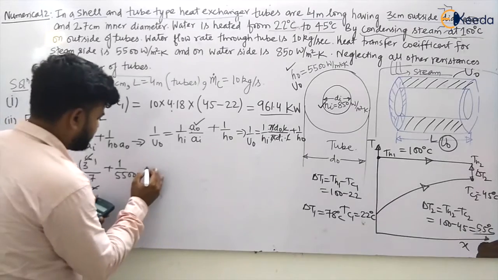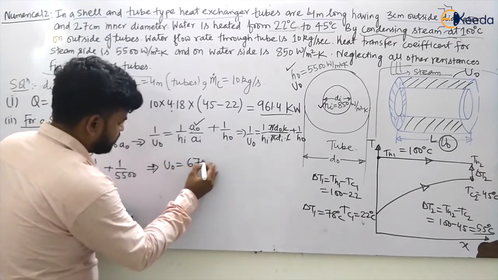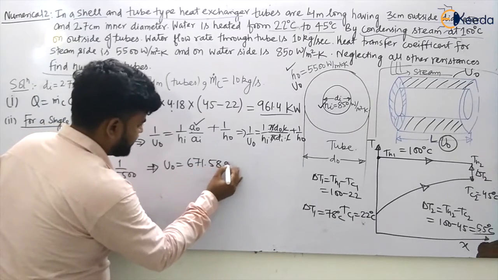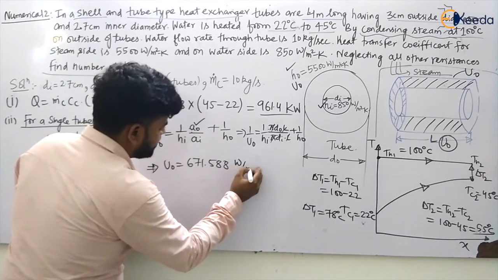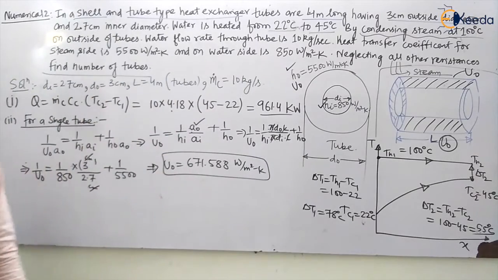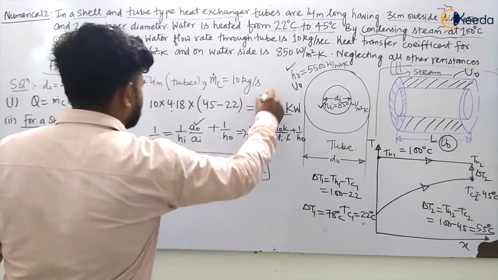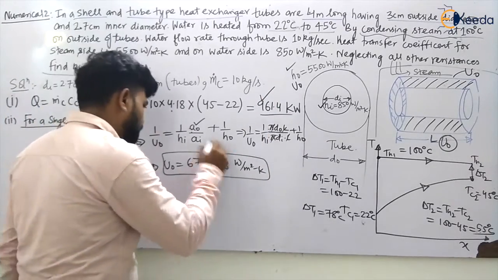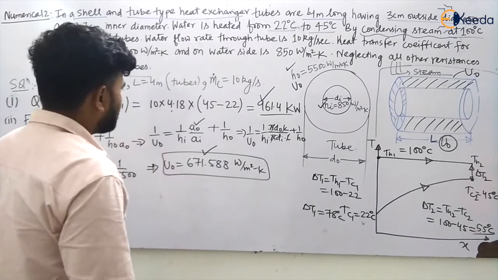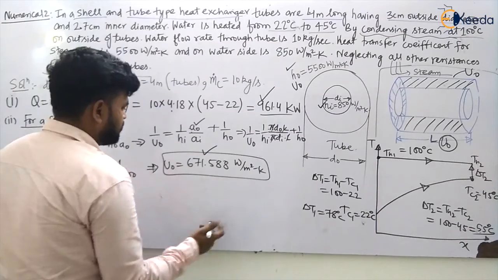That implies U naught will be equal to 671.588 watt per meter square Kelvin, my dear students. So now I have U naught and I have the heat transfer. Do I have delta Tm? Can I calculate delta Tm here? Yes. What will be delta Tm?